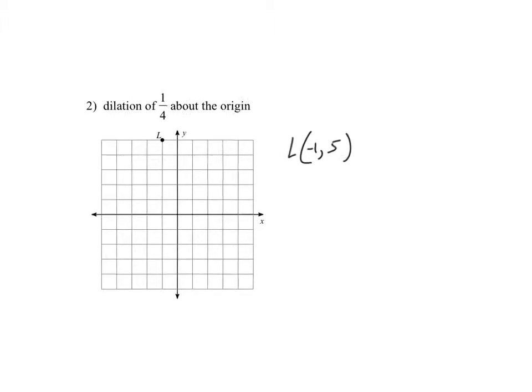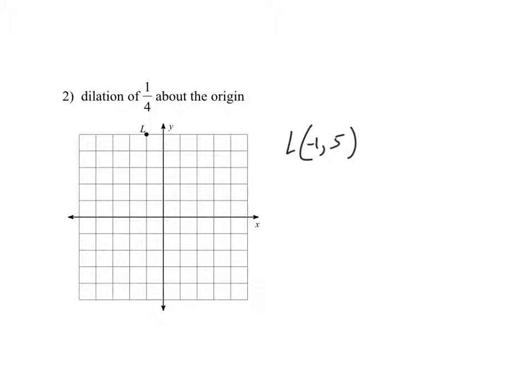The next one is a dilation of 1/4 about the origin. So that means that we have a reduction. So again, L prime is -1 times 1/4, so it's -1/4. And 5 times 1/4, so it's 5/4. In this case, we're going to approximate those values. So -1/4 is around right here. And then 5/4 is positive 1.25. So the point is to go somewhere around here.